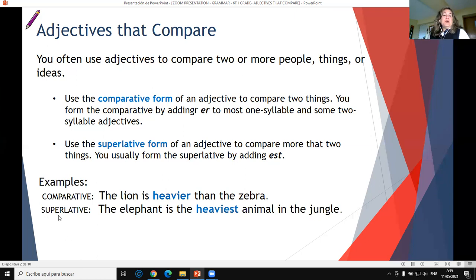An example of the superlative form: the elephant is the heaviest animal in the jungle. So in this case, you're comparing the elephant to all the animals in the jungle. So you're comparing more than two. So you use EST, the superlative form. And again, since this was the adjective heavy that ended in Y, you change the Y to I, and then you add the EST. You don't leave the Y here, okay?